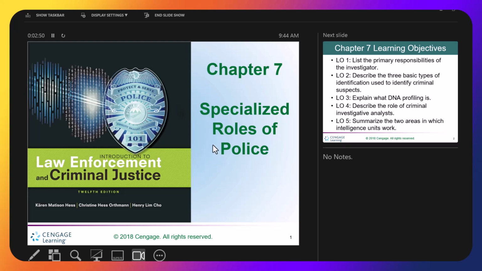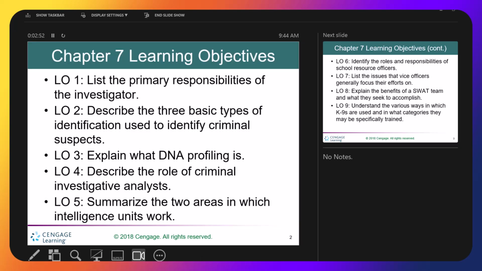Specialized roles of police. Learning objectives. List the primary responsibilities investigated. Describe the three basic types of identification used to identify criminal suspects. Explain what DNA profiling is. Describe the role of criminal investigator analyst. Summarize the two areas in which intelligence units work.